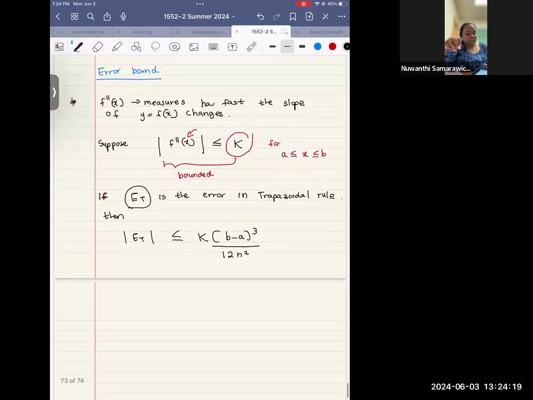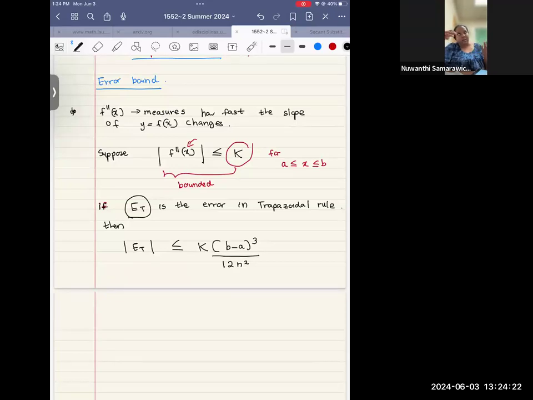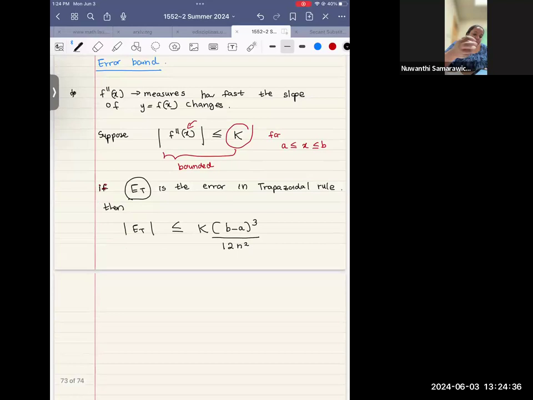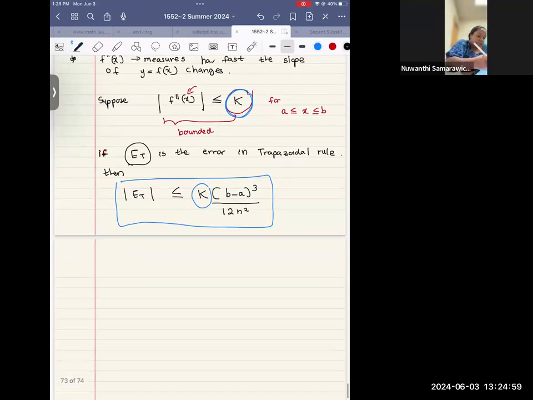In this part there are no homework questions. This is just to give an idea of what these error bounds are, so that's why I kept this part at the end of the class. This is the formula for the error bound of the trapezoidal rule, where K is a constant that bounds the second derivative. Let's do an example.